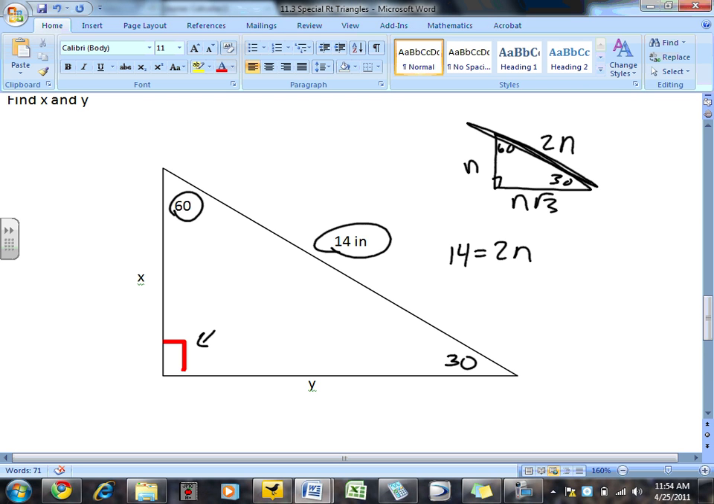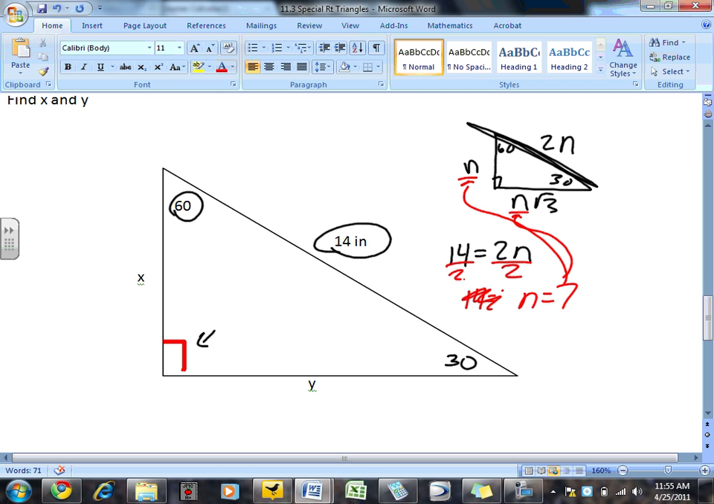All we have to do is solve for n, and then we can plug it in to each side. Pretty easy, right? So just solve for n. Divide by 2 to get n by itself. So n equals 7. As long as we know what n is, we can just plug it in, right here and right here.